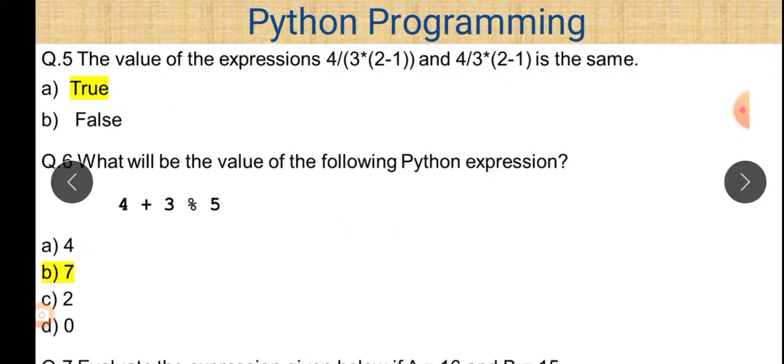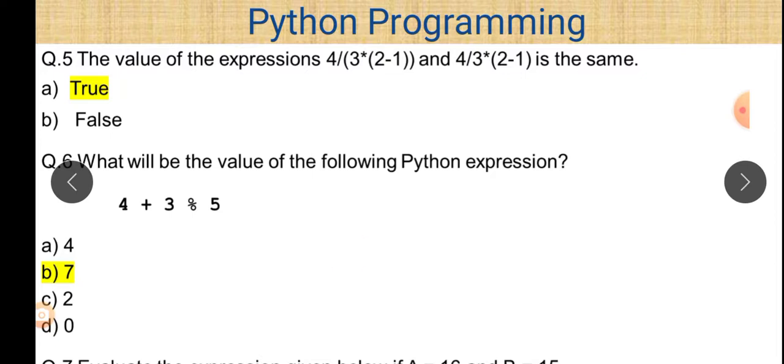Okay, now I think it is clear to all of you. The value of the expression 4 / (3 * (2 - 1)) and (4 / 3) * (2 - 1). According to the rule, first of all parentheses should be evaluated, which we already discussed in our last example or last question. So here the question is whether both are the same or not.